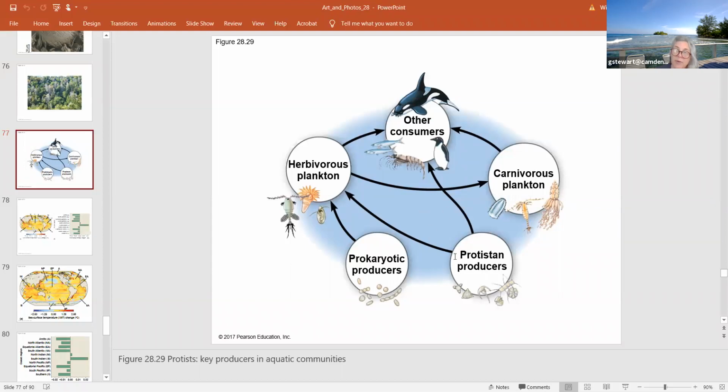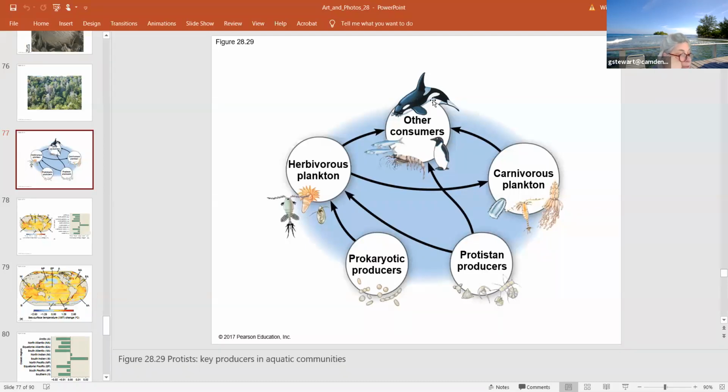So we have the protozoan or the protistan producers. Those would be the ones that are photosynthetic. They're going to be ingested either by the heterotrophic protists and then larger plankton or larger herbivores or carnivores, which of course are going to serve as food sources for larger fish, crustaceans, birds, and some mammals there.